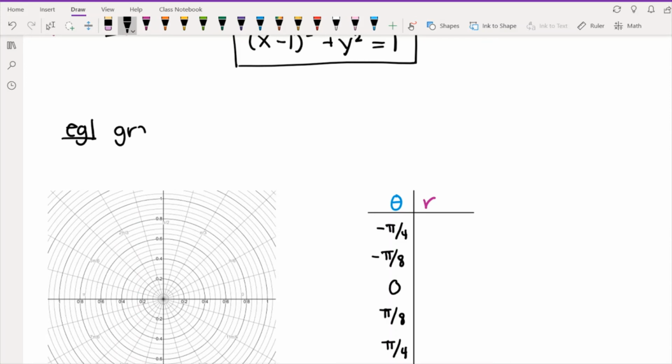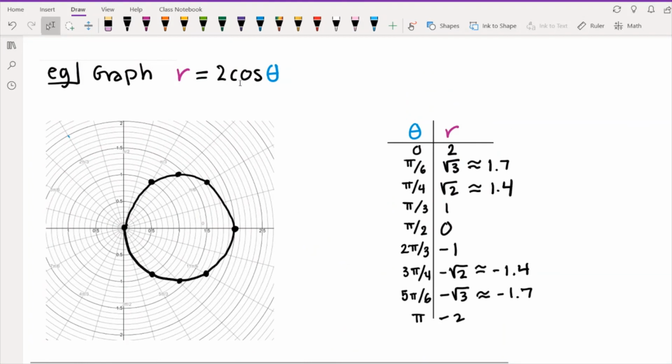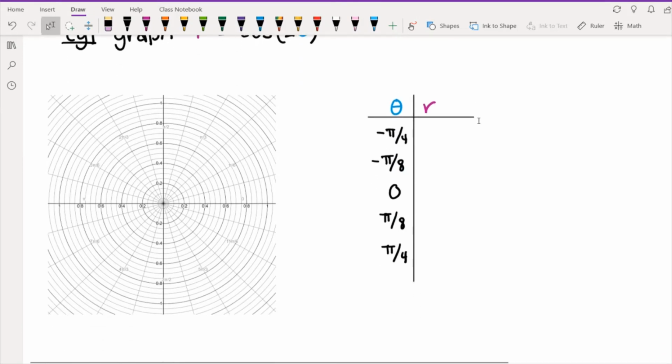So the one I want to graph now is going to be r is equal to, so the last one was 2 times cosine of theta, right? And so this one is cosine of 2 theta. So what's the difference between these two equations? Well, in the first one, we're finding cosine of theta and then multiplying the result by 2, right? Whereas this one, we're multiplying the angle by 2 and then finding cosine of the result.